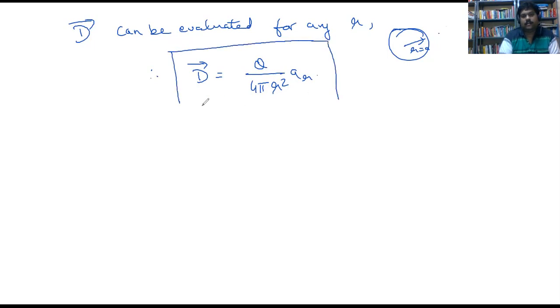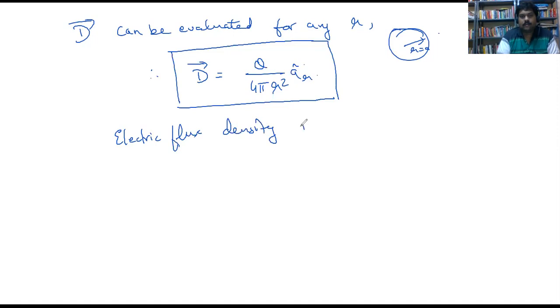So this is the equation for flux density. Now, because we are dealing with electric field, we also call flux density as electric flux density. So they are synonyms. Electric flux density is the same as flux density. Just for abbreviation's sake, we call it flux density, but to be more specific, it is appropriate to write electric flux density. So this equation is an important equation.